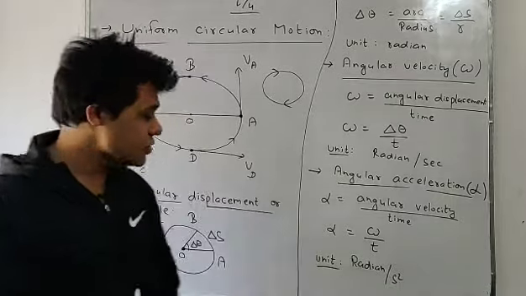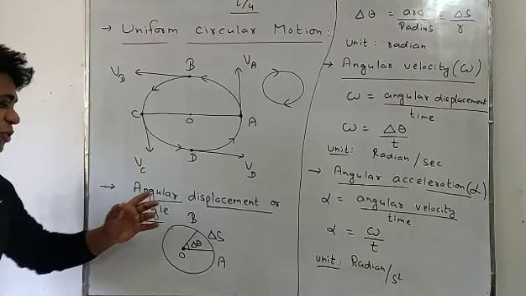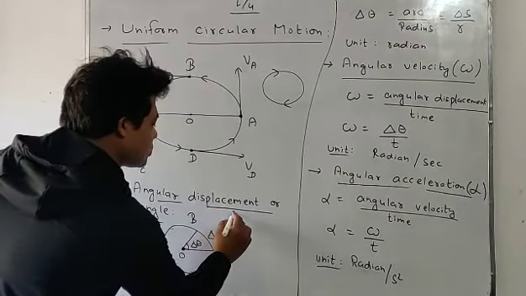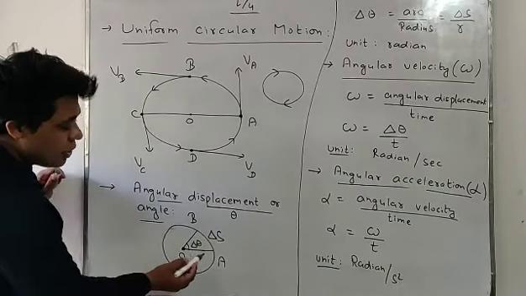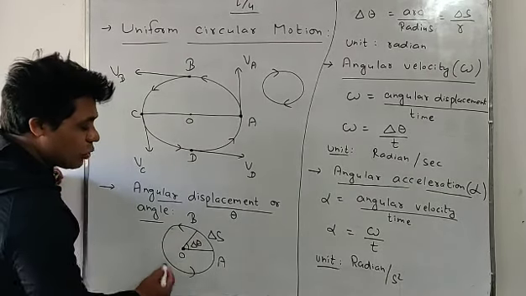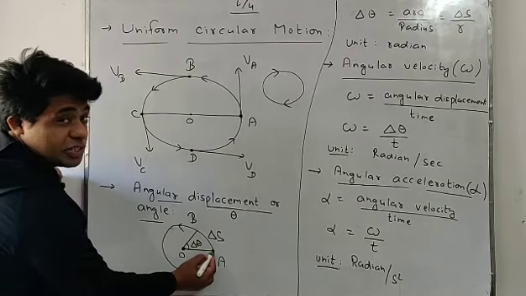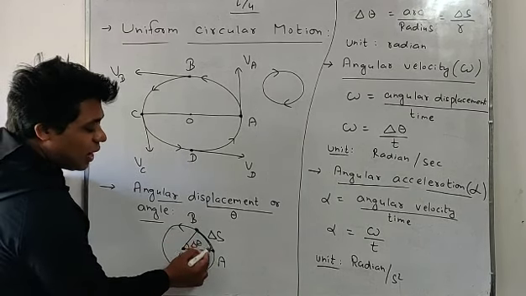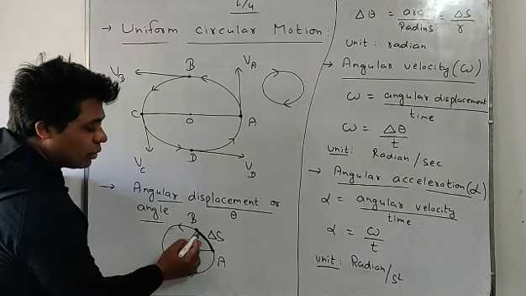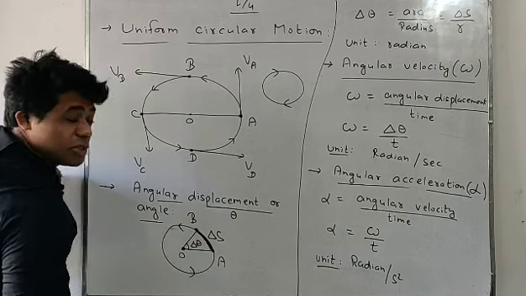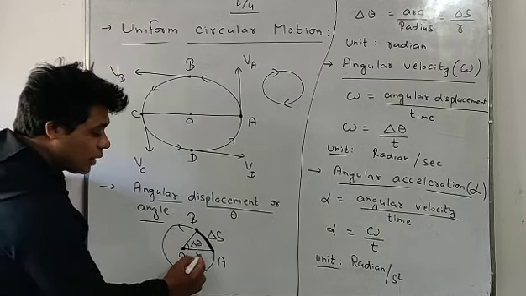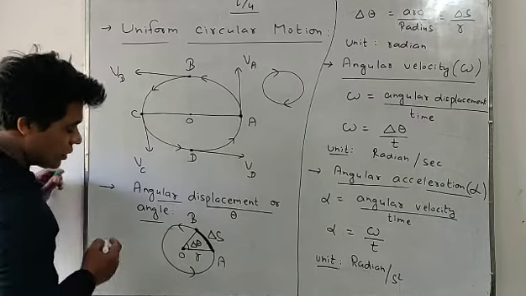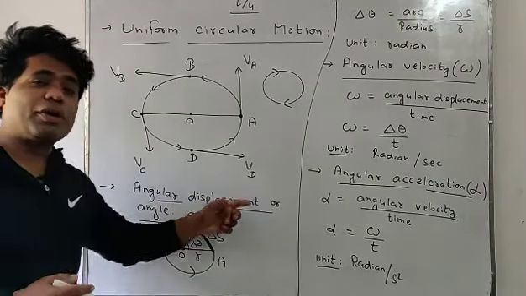So let's start with the first term. It's called angular displacement or angle. It is represented by theta. Look at it, an object is following the circular path, A is the initial point of motion and B is the final, and this is the arc. The arc traveled by the object is represented by delta S, and the radius r. O is the center. So what is the definition of angular displacement?